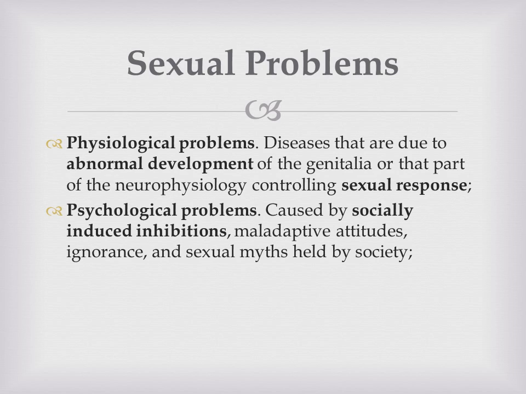And then we also have the psychological problems caused by socially induced inhibitions, maladaptive attitudes, ignorance, and sexual myths held by society. When we say psychological, it entails the psyche of the individual, the psychology behind the sexual problem. It may be that they experienced a trauma in their first experience of sex, or a very bad experience, and many more. Psychological includes the mental behavior and the mental processes. So again, physiological problems entail the physical aspects, and psychological problems entail the psyche of the individual, or the psychology behind it.